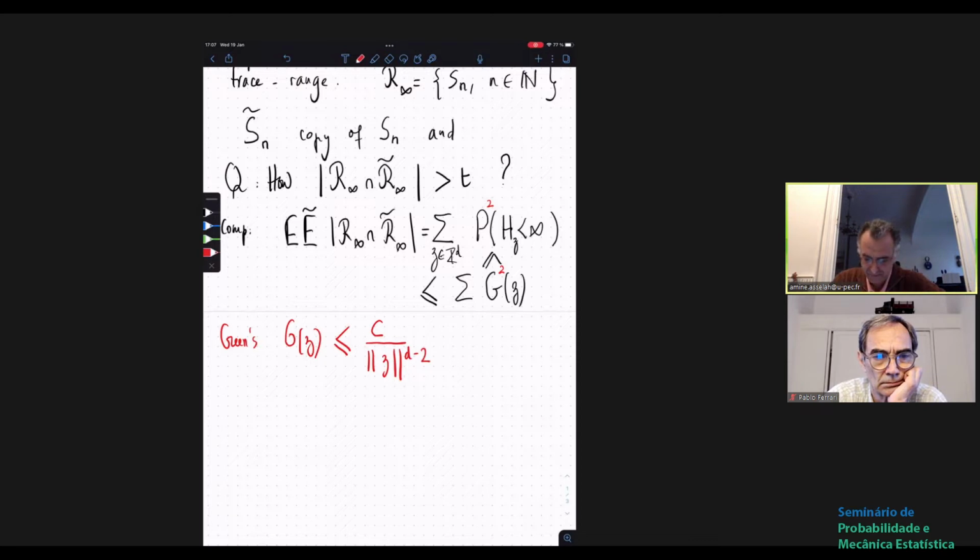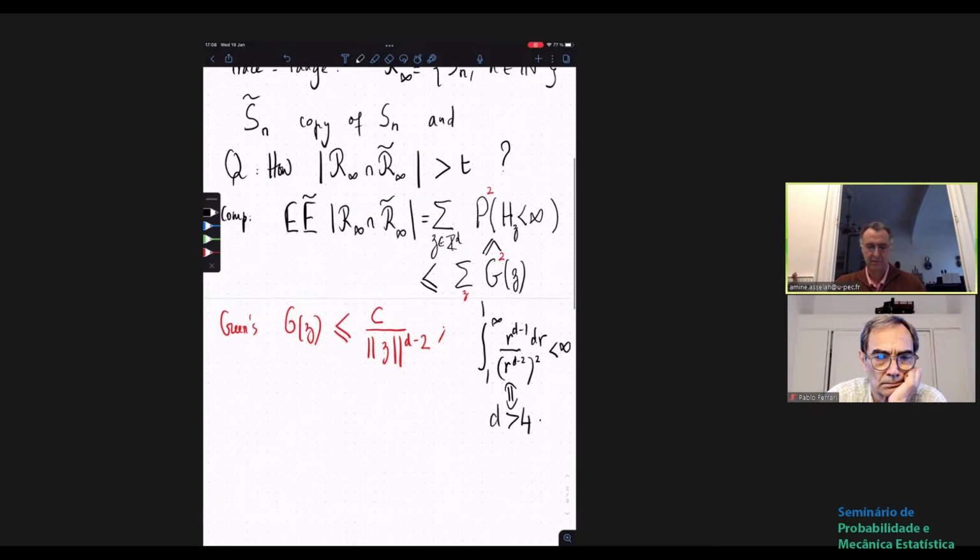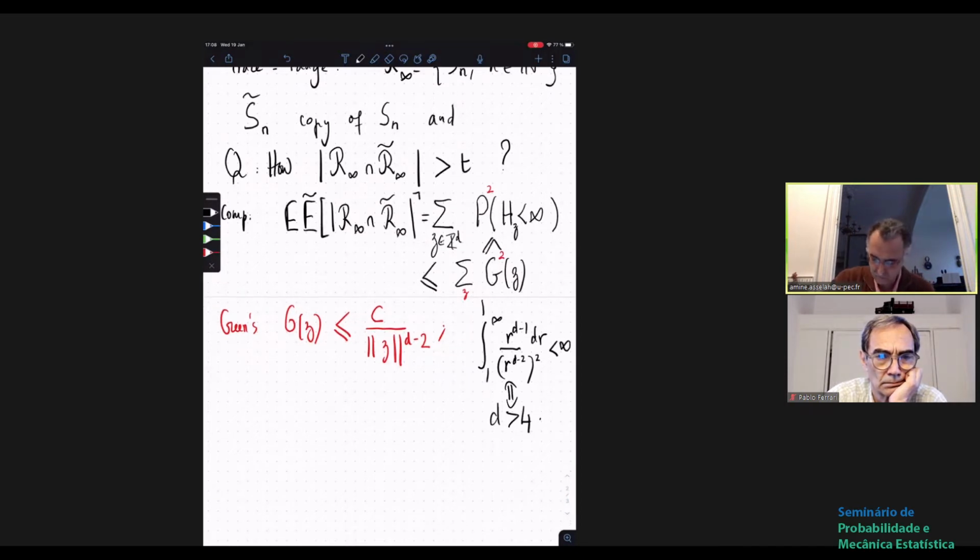So the number of visits of a site at a distance r is 1 over r to the d minus 2. And therefore, the nature of this series is the same as if you sum this thing: you sum 1 over r^(d-2), squared, and there is a volume element of this type. So this is finite if and only if d is bigger than 4. So you need to wait until dimension 5 and more so that the typical number of intersection is finite. And therefore the question makes sense.